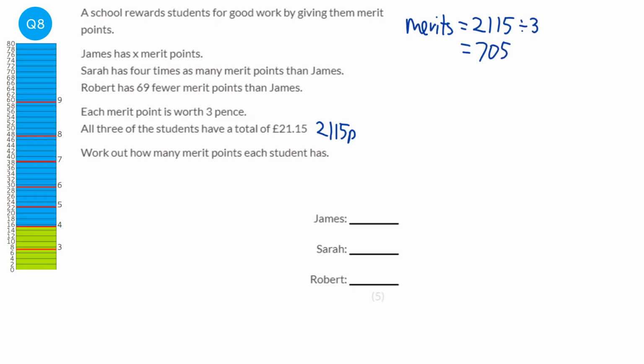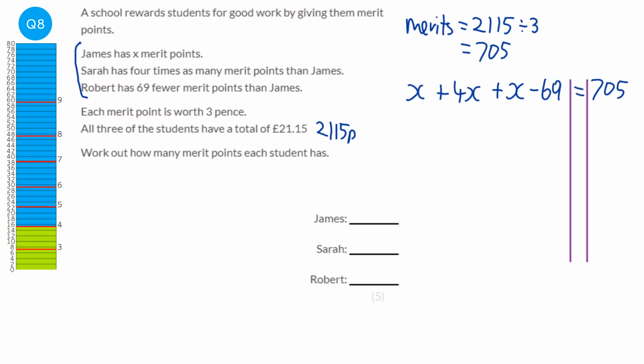Next, have a look at the question here, this part here, where it says James has X merit points. Sarah has 4 times as many points as James, so she's going to have 4x. Robert has 69 fewer merit points than James, so he's going to have x minus 69. And we know that that equals 705 because we've just worked that out. And this feels like a solving coming on. So we've got x plus 4x plus x, which is 6x.